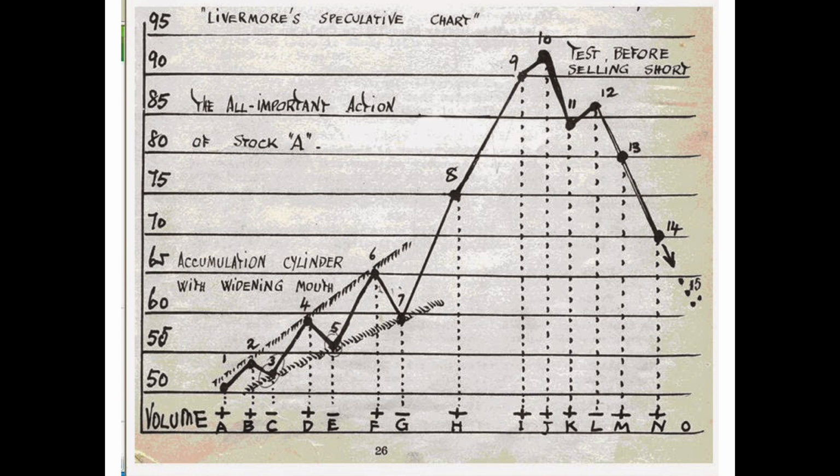The pattern visually looks like an expanding triangle with 7 points to complete the accumulation, after which it is followed by a strong explosive move upward.